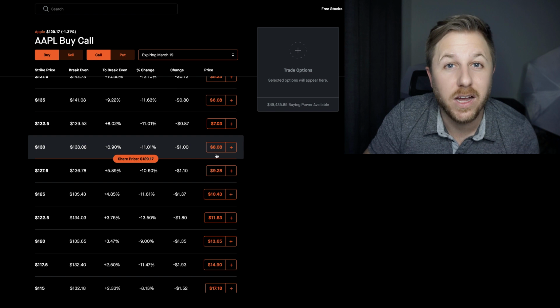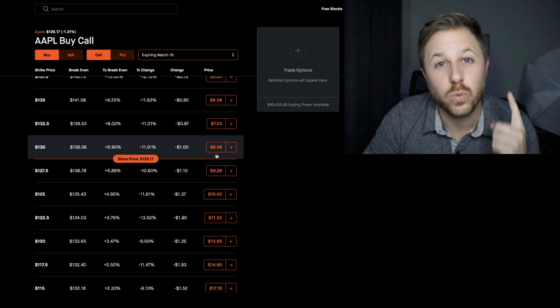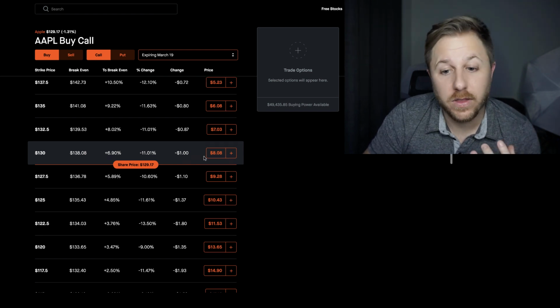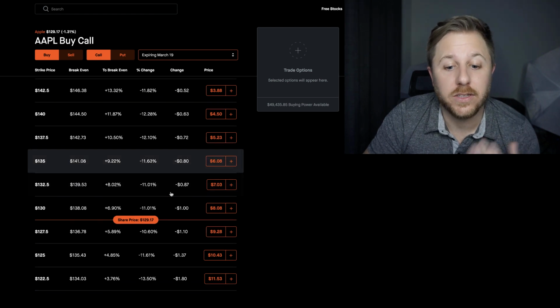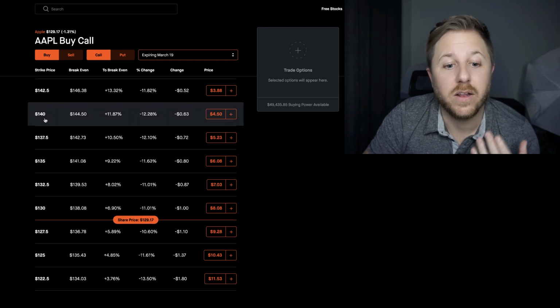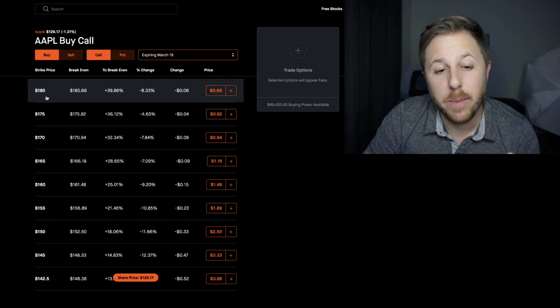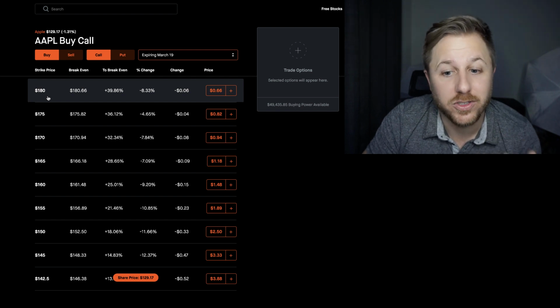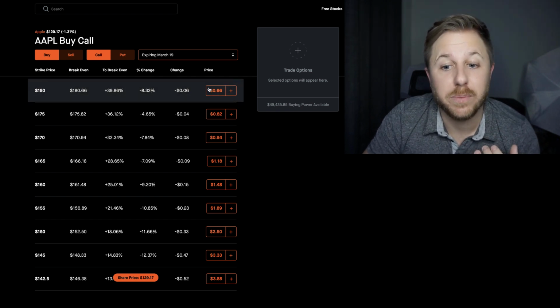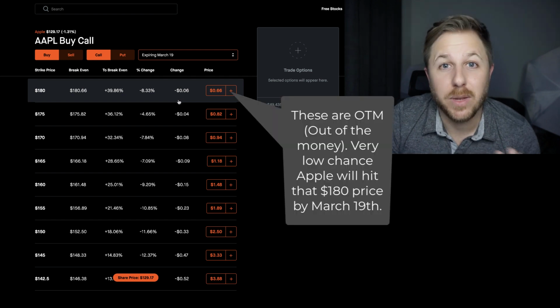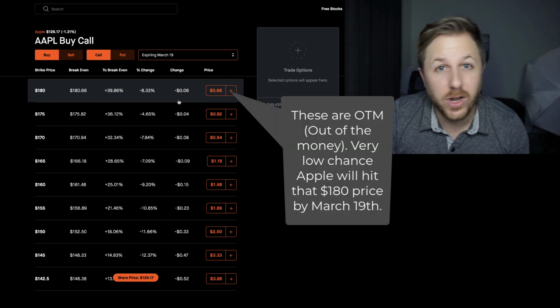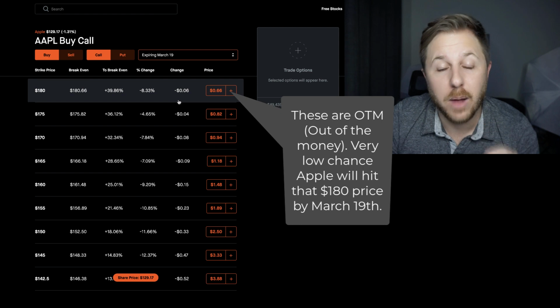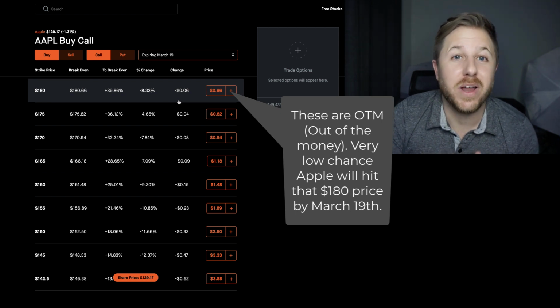So you're going to be paying $808 if you wanted to buy this one call option. And then if you look, the further out you go, the cheaper they get, because the chances are Apple will probably not hit 140, or even up here, Apple won't hit 180 by March 19th. That's why the options are really cheap, but sometimes you could buy these and somehow Apple has some crazy news and they shoot up like 20 bucks. Then these options get really good and you make a ton of money pretty quick.